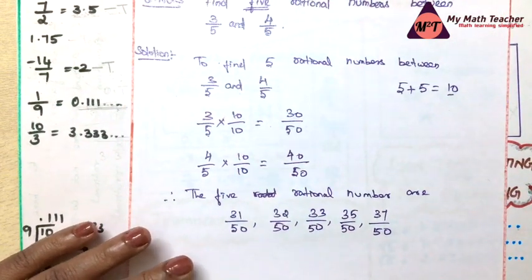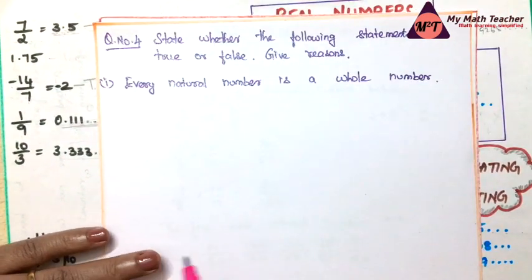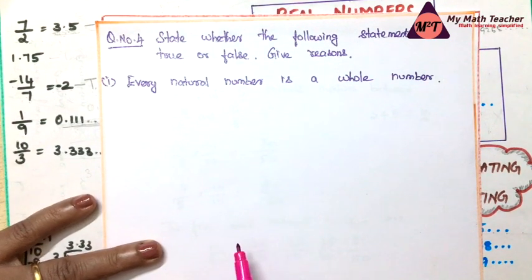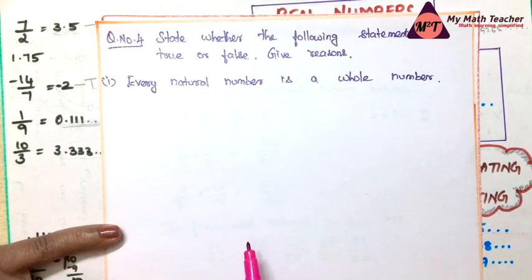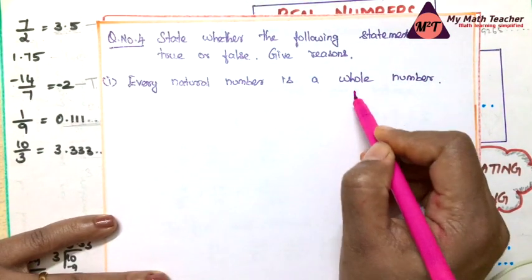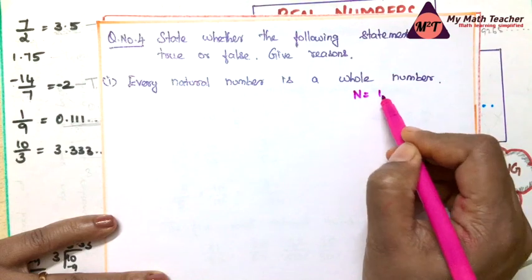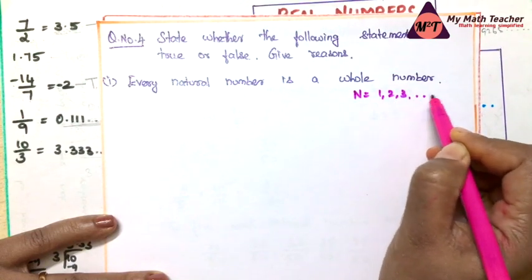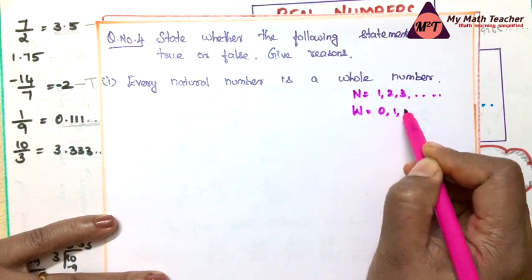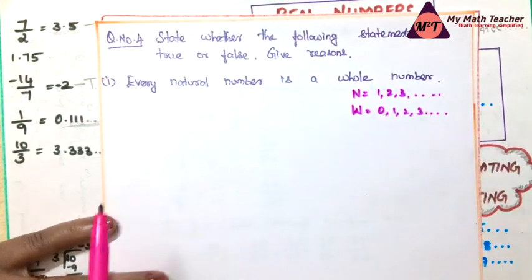Now question number 4. State whether the following statements are true or false. Give reasons. Every natural number is a whole number. So how to find this? I am writing natural numbers N. They are 1, 2, 3, it goes on. Whereas the whole numbers are 0, 1, 2, 3, it goes on like this.